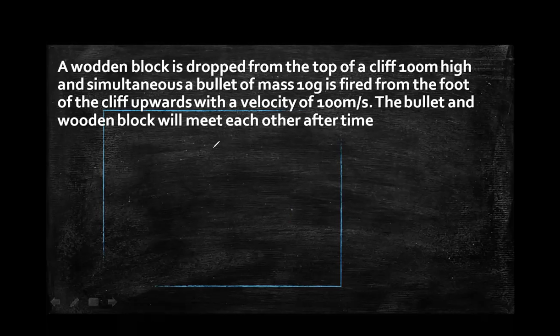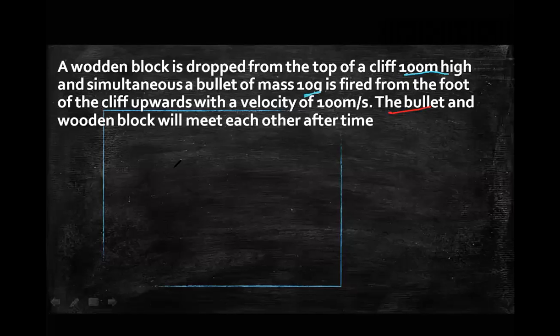So now in the problem you can see a wooden block dropped from the top of a cliff 100 meters high. Simultaneously, a bullet of mass 10 gram is fired from the foot of the cliff upward with a velocity of 100 meter per second. The bullet and the wooden block will meet each other after some time. What is the time you have to calculate?